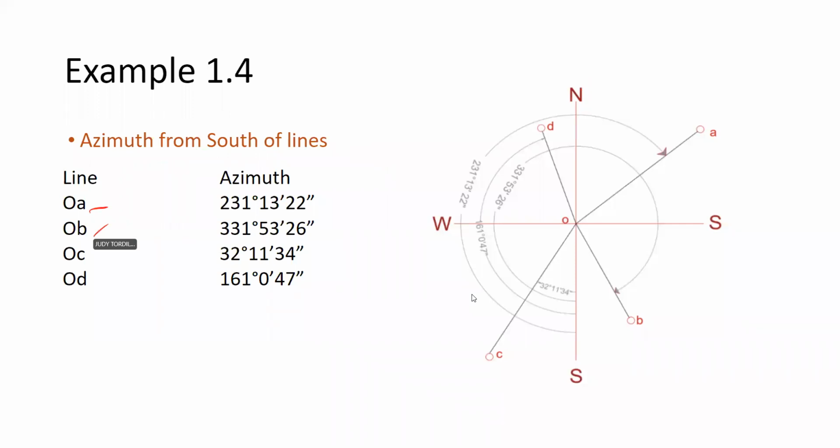OB, so this is your OB. Nandito yung OB natin. So, from the south, measure lang tayo papunta sa line OB. So, OC nandito. So, from the line natin sa south papunta dito. So, we have here the 32 degree, 11 minutes, 34 seconds. From the south naman, we have line OD. So, measure lang tayo from south to line OD. Okay?